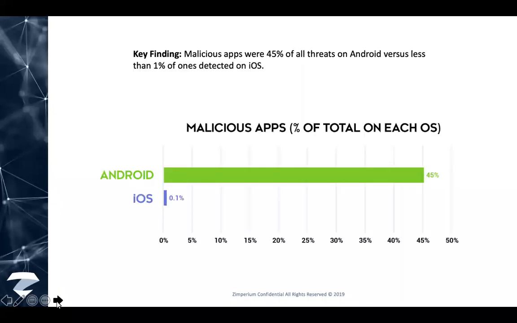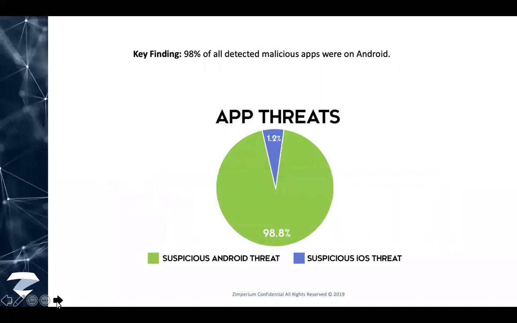For the apps that we detected, I mentioned earlier, they represented 45% of all attacks on Android versus less than 1% on iOS today, which means, of course, not surprisingly, that it's really 99%, even though I said 98% at the top, of the app threats were on Android. So when you look at it, these are ones that have been actually detected and were actually designed.